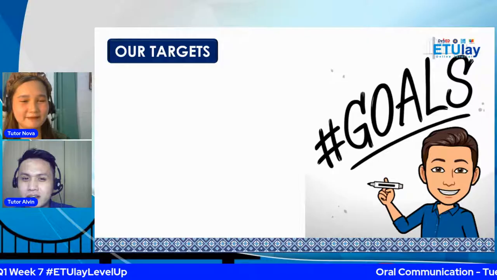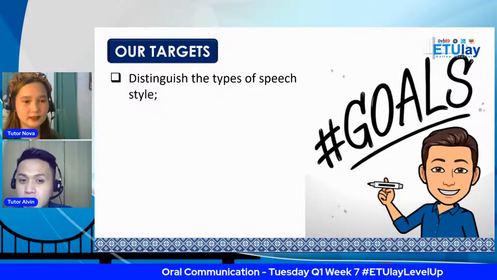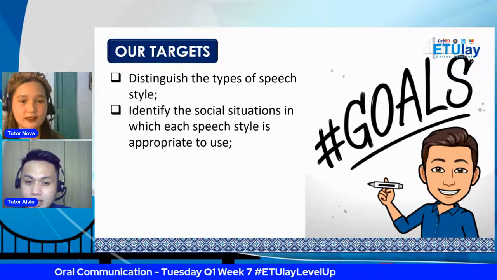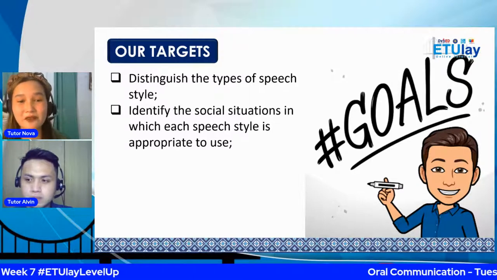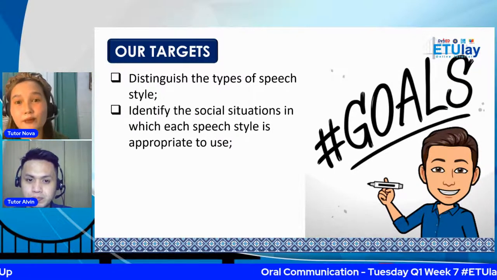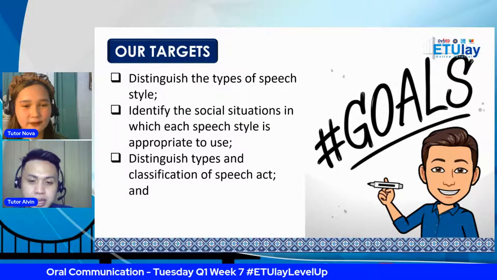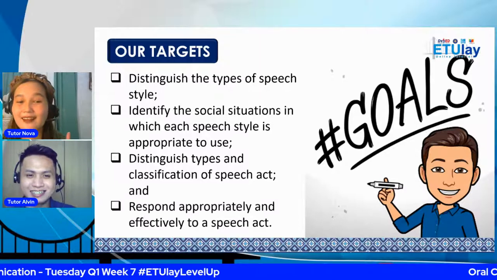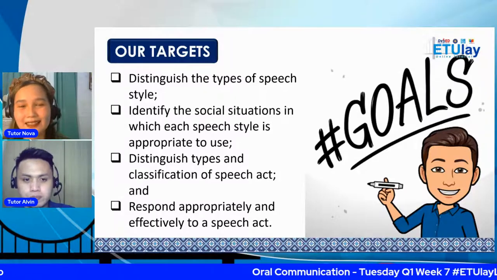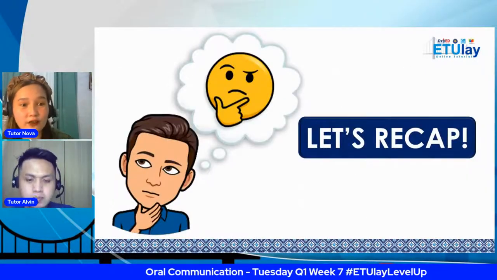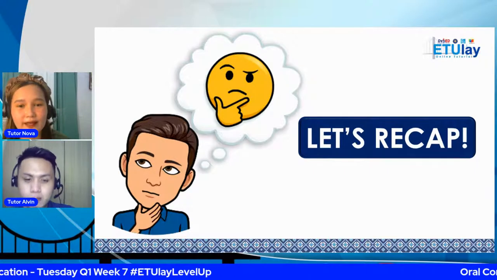So for this session, our targets, or our objectives that we must accomplish: First, we must be able to distinguish the types of speech style. The second one is we need to identify the social situations in which each speech style is appropriate to use. Then, distinguish types and classification of speech act. And lastly, we need to respond appropriately and effectively to a speech act. So these will be our targets for today. Hope you will interact and collaborate with us from 4 o'clock until 4:40 in the afternoon.